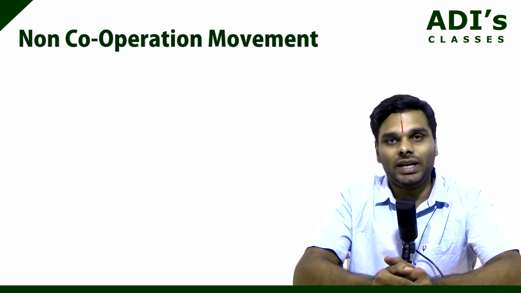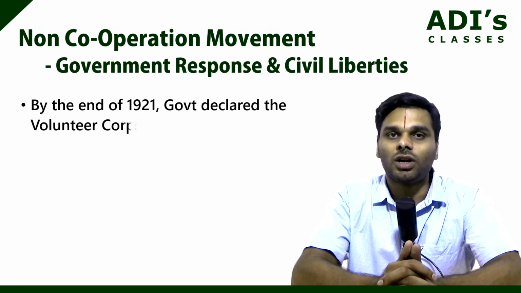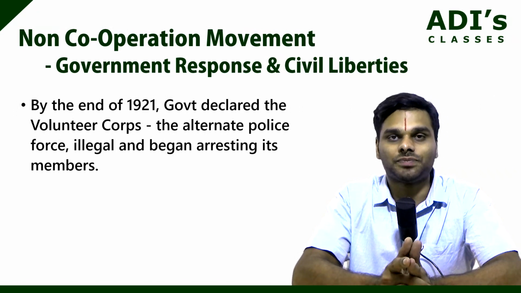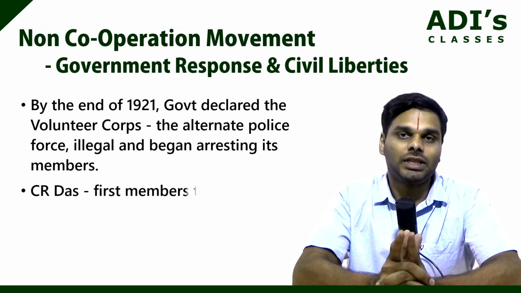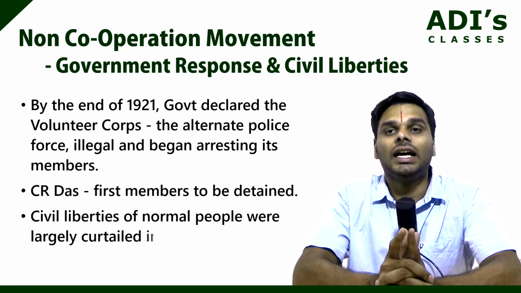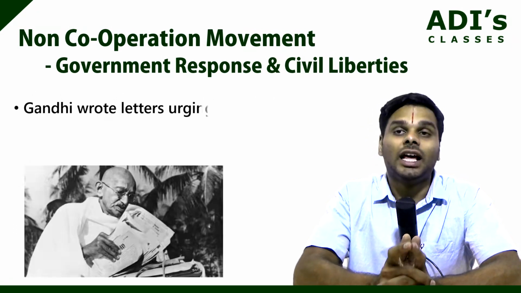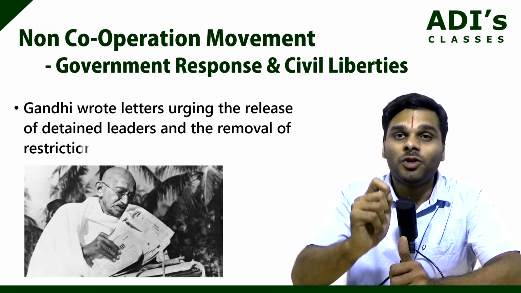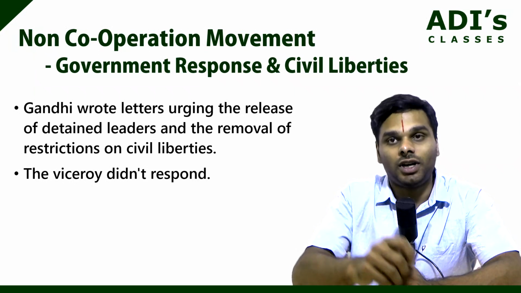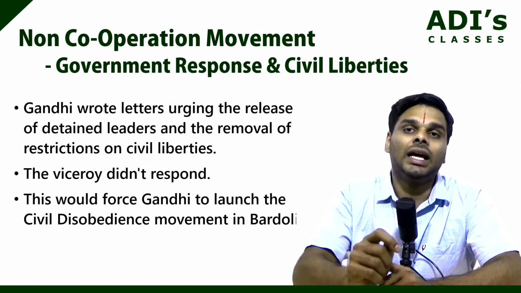By the end of 1921, the government could no longer wait and watch. It declared the volunteer corps, the alternate police force of the Congress, as illegal and began arresting its members. Chittaranjan Das was one of the first members to be detained. Civil liberties of normal people were largely curtailed in addition to detention of political leaders. Gandhi wrote letters requesting the release of these leaders and to remove the barriers on civil liberties, but the viceroy would not respond. This would force Gandhi to launch the civil disobedience movement in Bardoli.